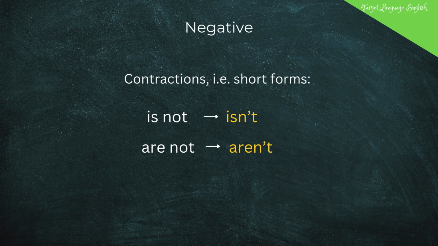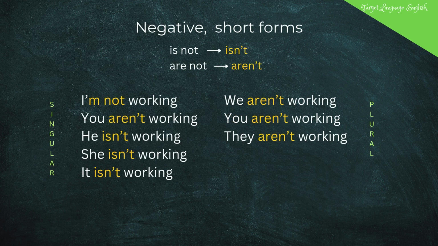For the first person singular, we can only contract the subject I and the verb be. I'm not working. You aren't working. He isn't working. She isn't working. It isn't working. We aren't working. You aren't working. They aren't working.